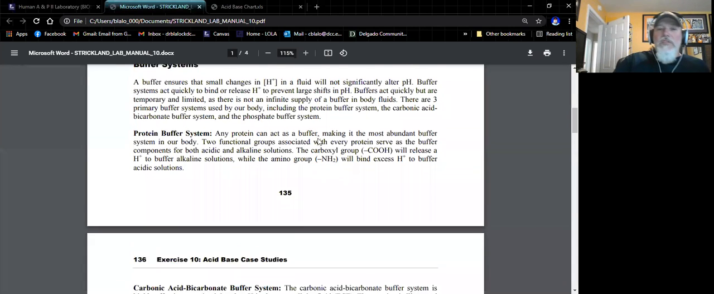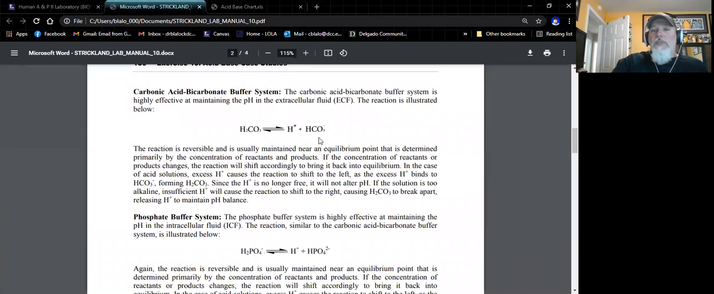Now, the next buffer system that we can use is one that you should be familiar with, and this is our carbonic acid bicarbonate buffer system. And this is related to carbon dioxide. You should remember this reaction here from the respiratory system, right? In the respiratory system, it just had added onto the front of this reaction H2O plus CO2, and then we would drive it towards carbonic acid, and then carbonic acid would dissociate into a hydrogen ion and bicarbonate.